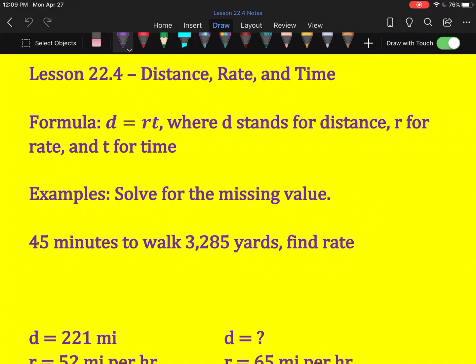Last lesson. Distance, rate, and time. These are three things that are linked together in one very nice and neat formula. Distance equals rate times time.